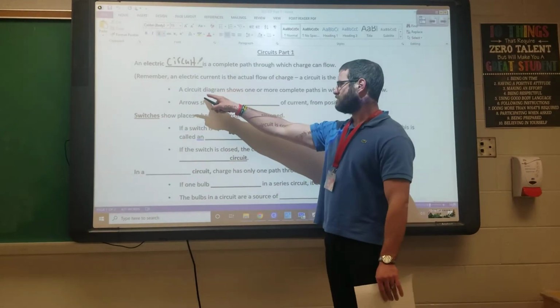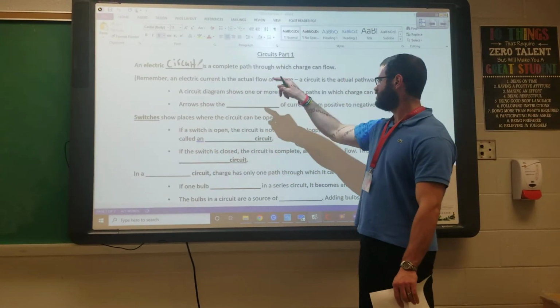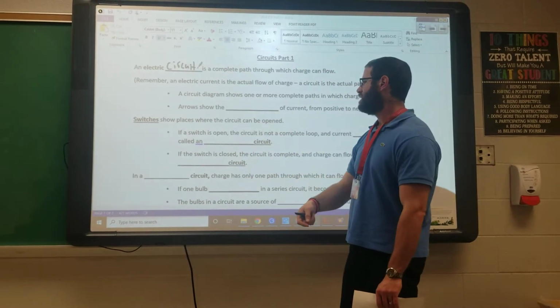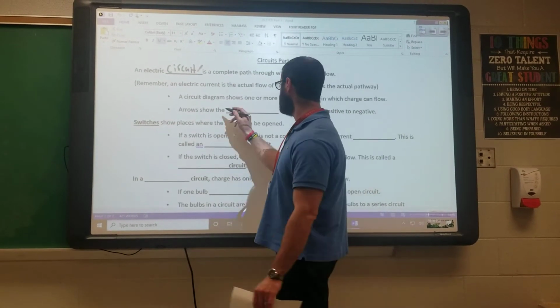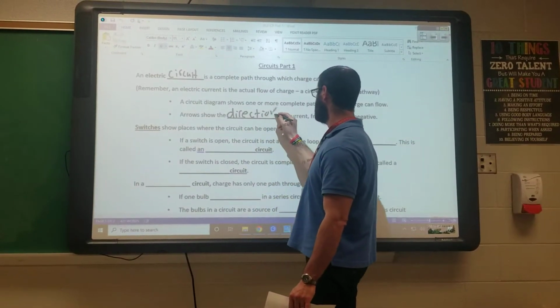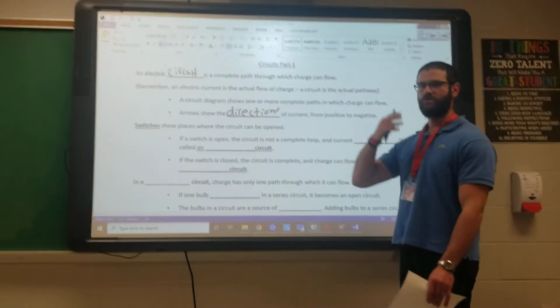And we'll be looking at diagrams of circuits which show one or more complete paths in which charge can flow. Arrows are going to show the direction of current. Remember, we talked before about how current flows from positive to negative within a circuit.